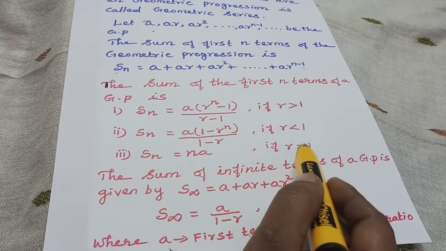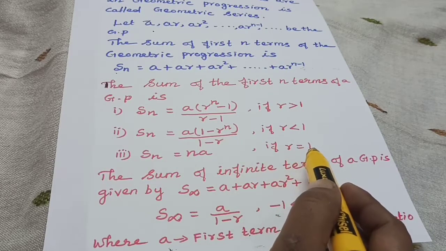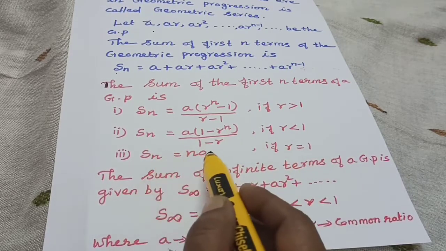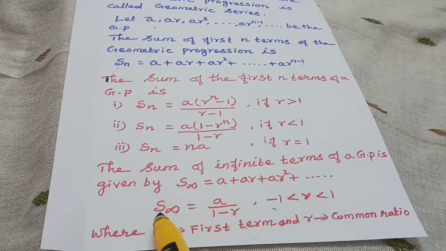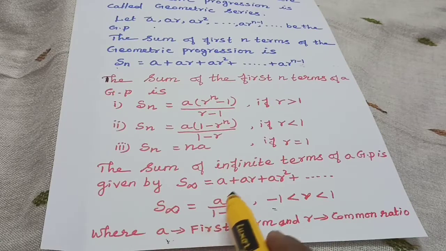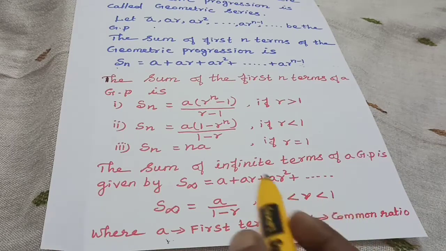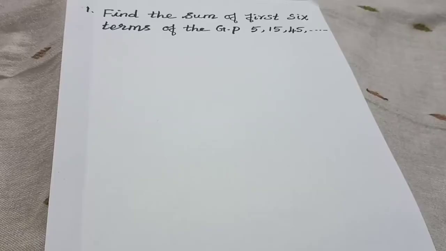Then the third one, the sum of n terms, suppose r is equal to 1. If we get that, then this formula we have to use. Then the infinite formula is the same: S infinity is equal to a divided by 1 minus r, where a is the first term and r is the common ratio. Now we have to see some simple problems using these formulas.